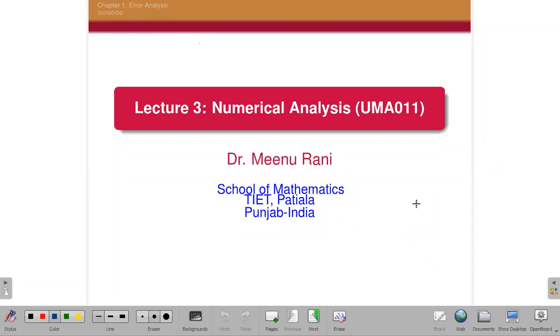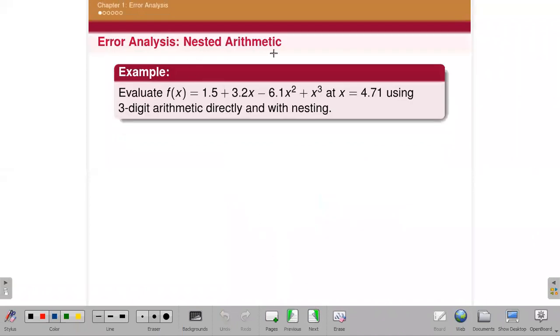So how to get rid of this? In today's lecture, we will discuss two techniques to get rid of the loss of significance. First of all, we have nested arithmetic, or you can write it as a nested algorithm also. Nested algorithm, actually, we will use when you have a polynomial.